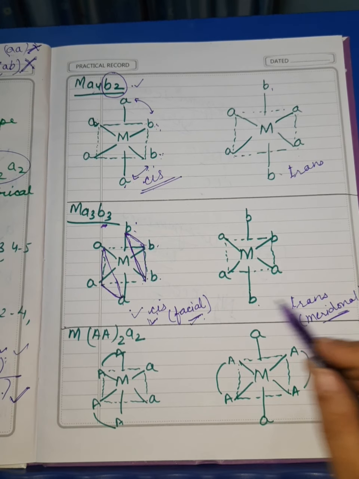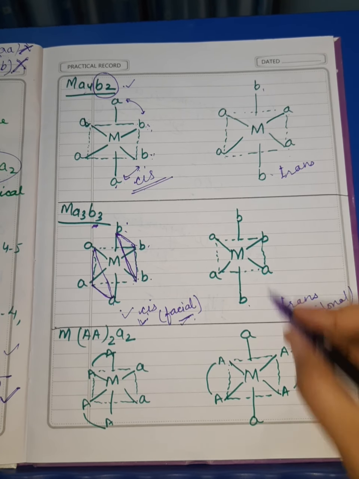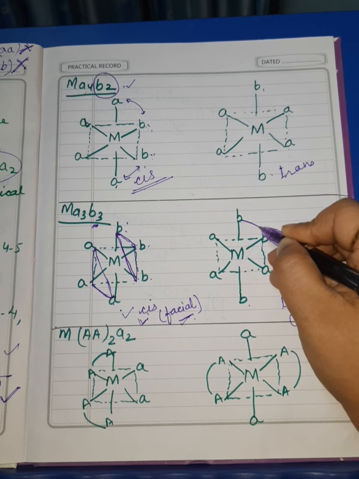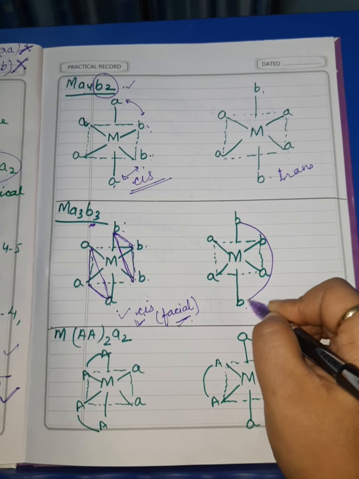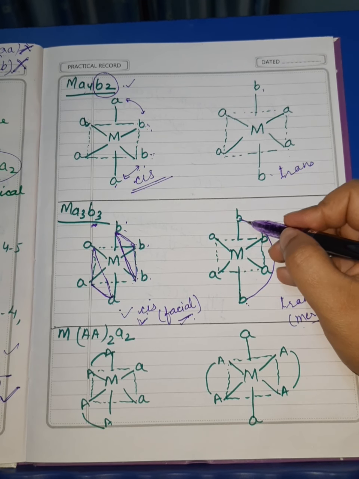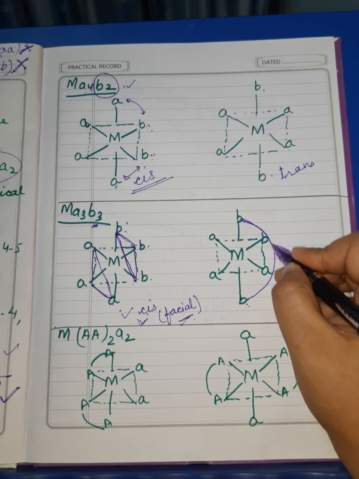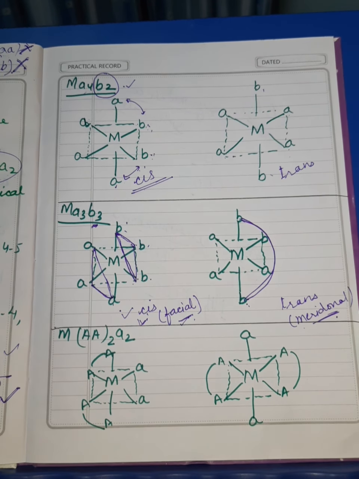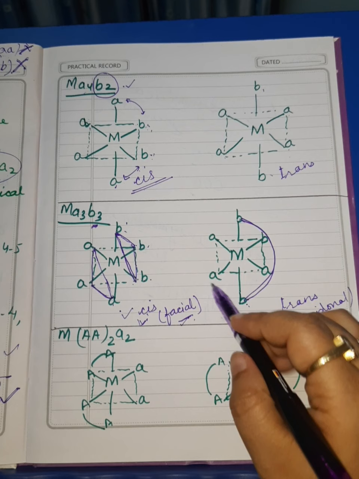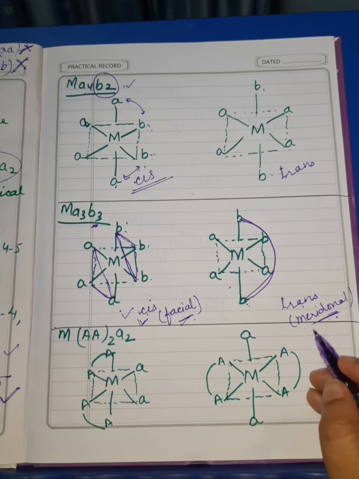Now its trans form. Trans form is called meridional. It's due to the reason that a meridian line of the complex is occupied by similar ligands. Now you can see here 3 B ligands, they are falling in the same meridian line if I draw. So its trans form, that's the reason, is also called meridional isomer.